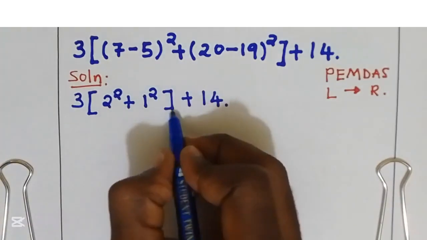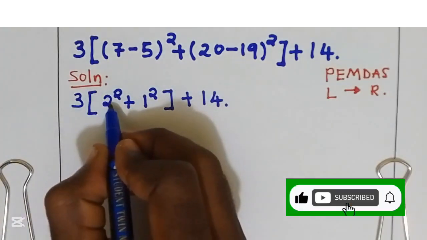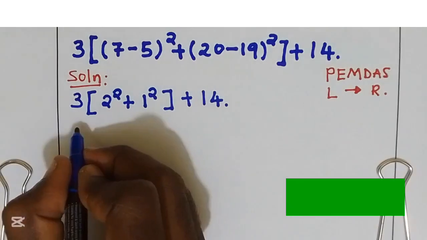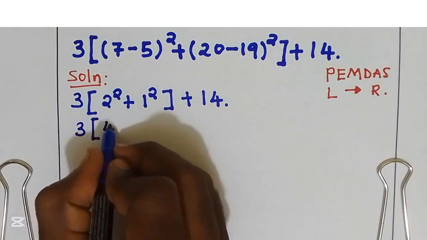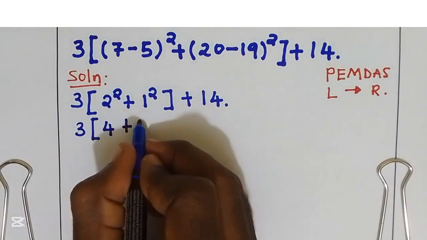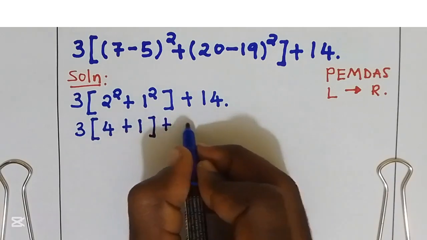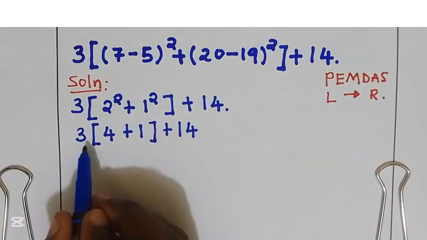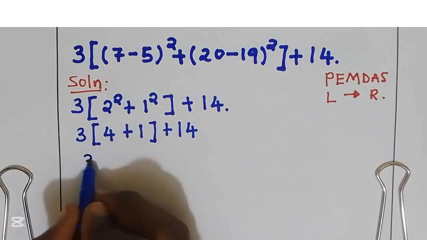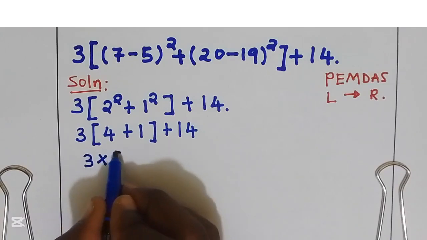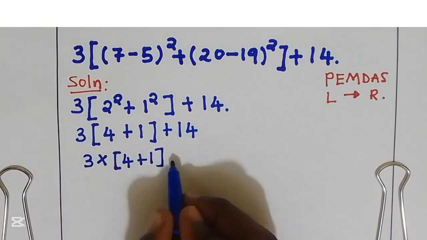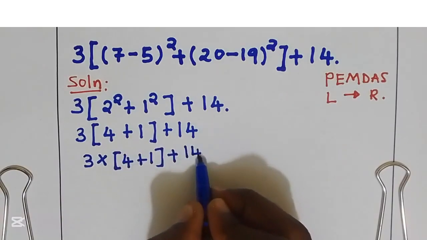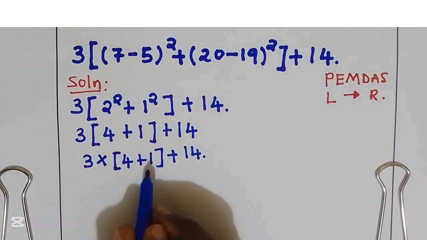I'm still working with the bracket. Now I'm going to deal with the exponents. 3, in the bracket, 2 squared is 4, plus 1 squared, which is 1. In the bracket, I'm going to add, with 14. Between the bracket and 3, there is multiplication. 3 multiplied by, in the bracket, 4 plus 1, plus 14. 4 plus 1 is equal to 5.